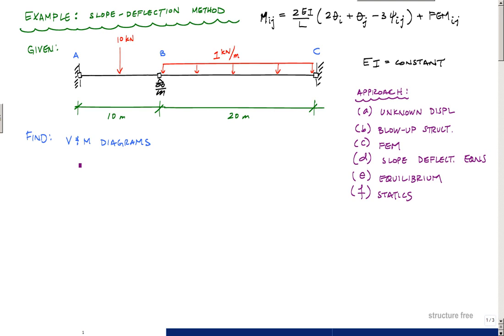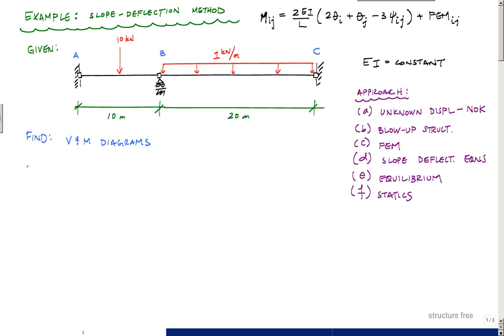is my general approach for slope deflection problems: determine unknown displacements, which is to determine the number of kinematic degrees of indeterminacy. Then I'm going to blow up my structure, which means I'm going to draw it in a blown up way. Then the fixed end moments are something I want to calculate for each member. Apply the slope deflection equations, 2 slope deflection equations per member. Look at equilibrium, and then do basic statics to find all the other internal loads. So let's get to it.